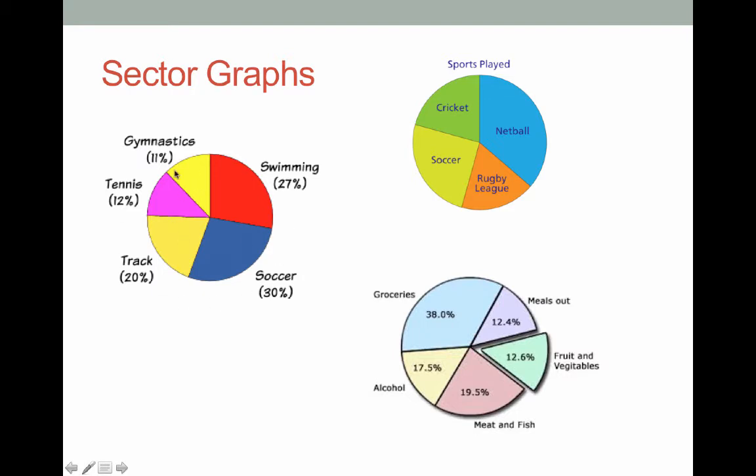Now, this particular sector graph obviously is about sport, has gymnastics and tennis and track. It's also got some percentages written underneath it so you can see the size of each sector as a percentage of the total. Here we also have some more sports: cricket, netball, rugby league and soccer. The good thing about sector graphs is that they show very quickly which one is the greatest in size. Netball's obviously the most popular in this sector graph.